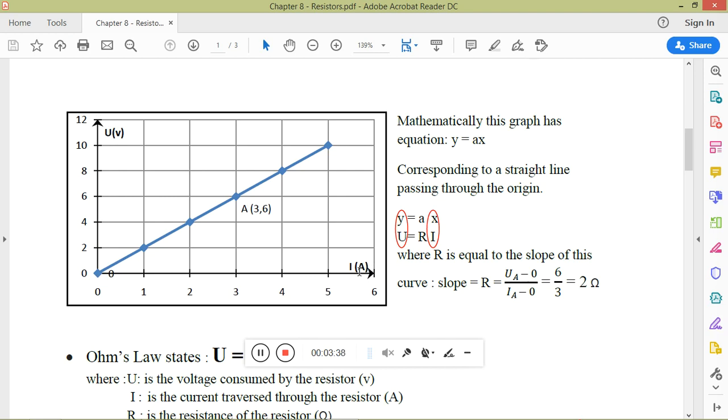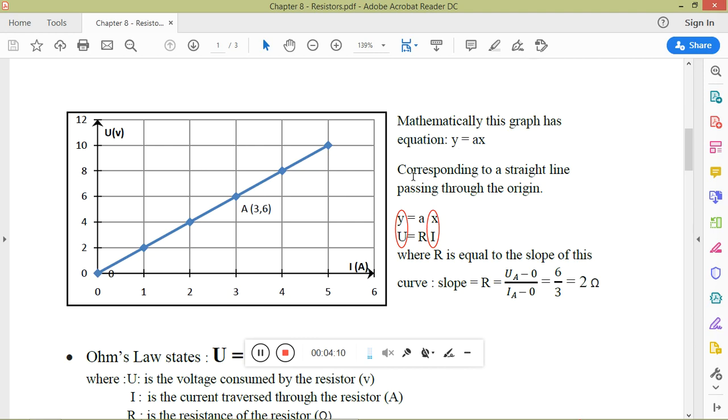Mostly, we are asked to plot the graph. It's given, we have the table. We just plot the points by taking a scale at first and then plotting the points, connecting all the points, reaching this straight line. Now, mathematically, this graph has an equation of y equal ax, which corresponds to an increasing straight line passing through the origin, or mainly a straight line passing through the origin.